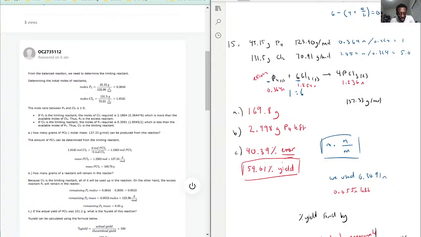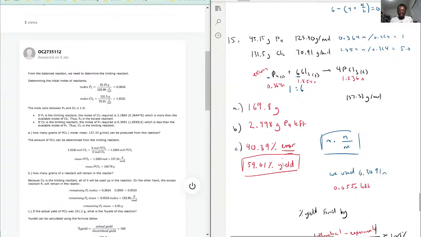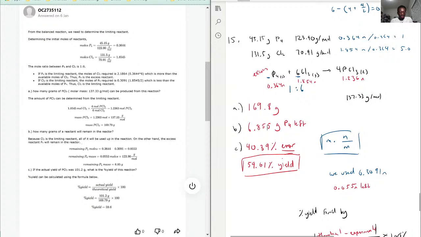But then here, as you can see, the P4 mass, oh, whoops, I multiplied by the wrong one. I definitely should have done, because I multiplied it by the 45.15, so that's why it was different there. So we have 0.55, multiplied by the molar mass is 123.90. So we actually have here, as the answer says on there, so it's good that we checked our work, 6.855. Yep, perfect.